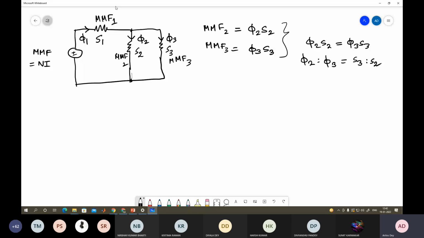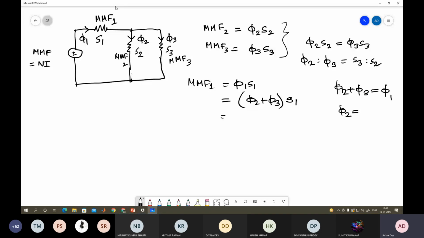And what else can we write over here? Total MMF is equal to MMF 1, which is equal to phi 1 into S1. So what is your phi 1? It is phi 2 plus phi 3, into S1, right? So we can write phi 2 in terms of phi 1, because phi 2 plus phi 3 is equal to your phi 1, isn't it? Then phi 2 in terms of phi 1 is S3 into phi 1 over S2 plus S3, and phi 3 is S2 into phi 1 over S2 plus S3. That also we can write.